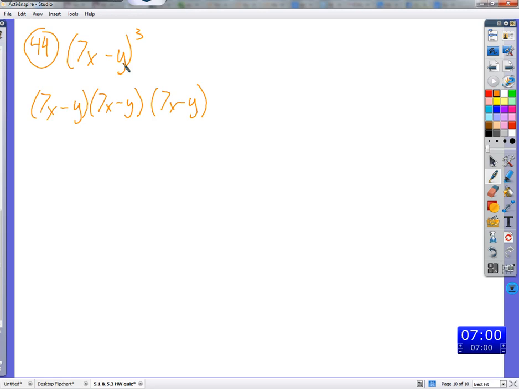So let's see how this plays out. 7x times 7x is 49x squared. And then we get a negative, minus 7 times x times y.